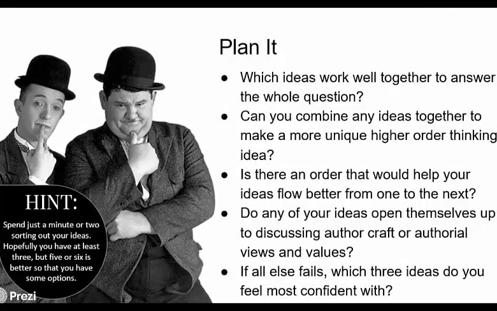It's really important once you do that that you have a really quick plan. Think about which ideas work well together. Can you combine any ideas? Are they similar enough to make a more unique, higher order thinking idea? Is there an order that would help your ideas flow better from one to the next? And do any of your ideas open themselves up to discussing author craft? Remember that is a criterion on your SAC that you'll need to respond to, the authorial views and values. If all else fails, which 3 ideas do you feel most confident with? They're the 3 ideas you want to go with.